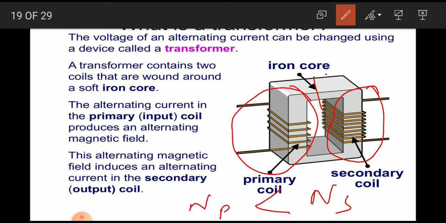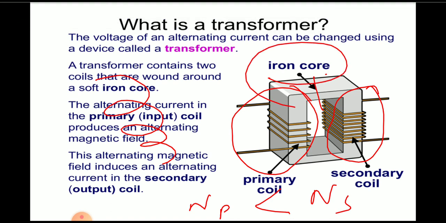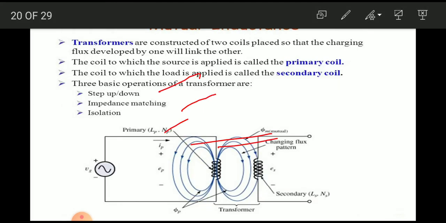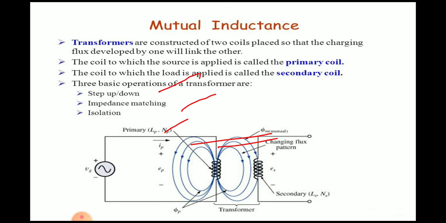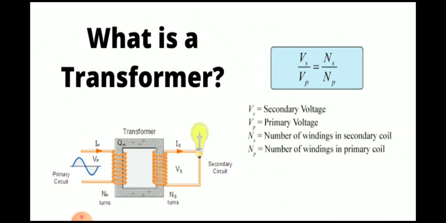In this, iron is used. The coil is wound round an iron core because iron is a soft magnetic material, and it is easily magnetized and demagnetized. Transformers are constructed of two coils placed so that changing flux developed by one links the other. The coil to which the source is applied is called primary, and the coil to which the load is connected is called secondary coil. And you read the rest.